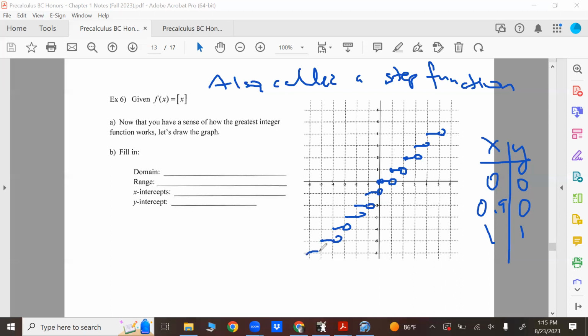All right. Domain is all real, negative infinity to infinity. There's no restrictions. But the range is restricted, and you can't really write it as an interval, so you're just going to use words.